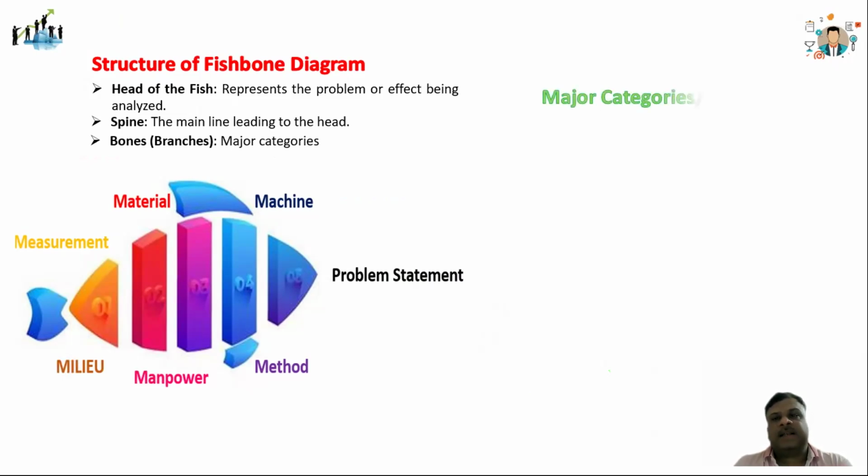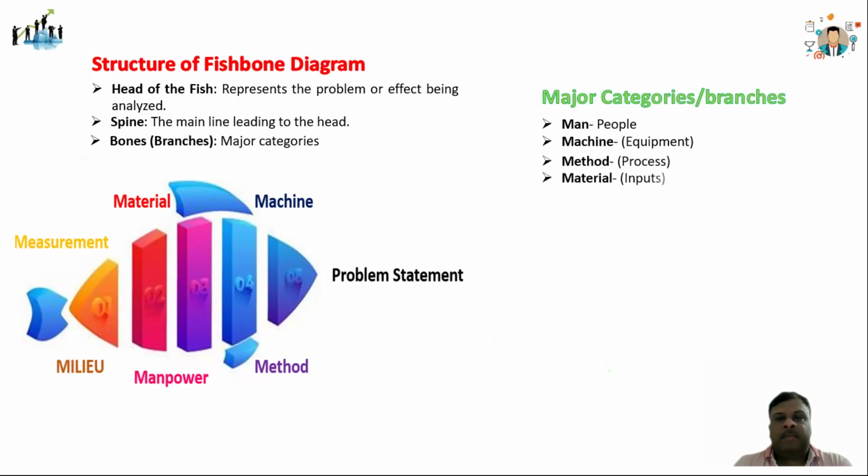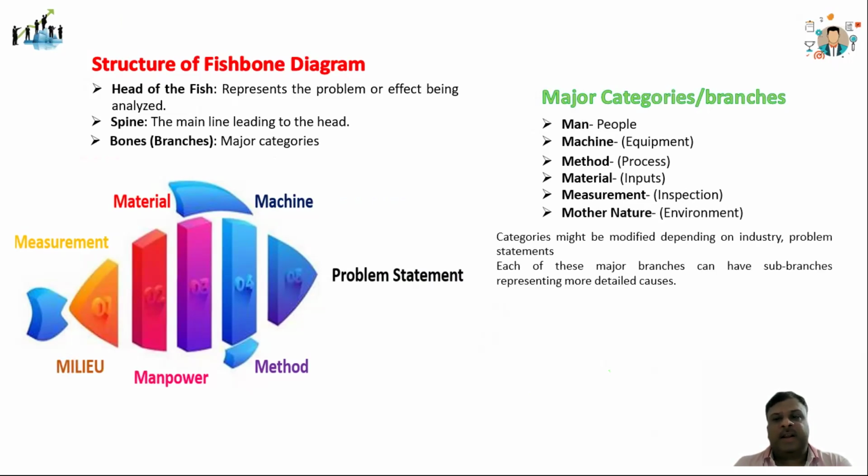Now let's understand some major categories of the branches. Man, machine, method, material, measurement, mother nature. These causes might be modified depending on the industry or problem statement. Each of these major branches can have sub branches representing more detailed causes.